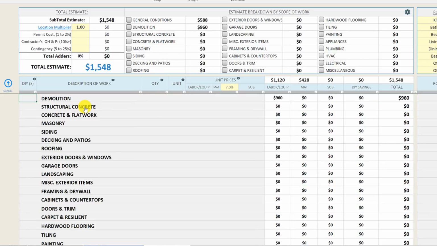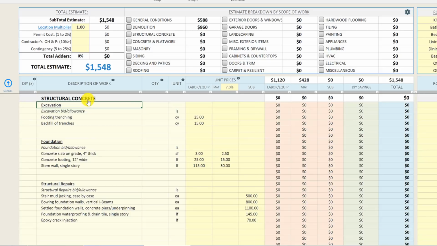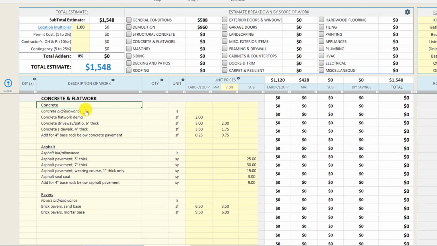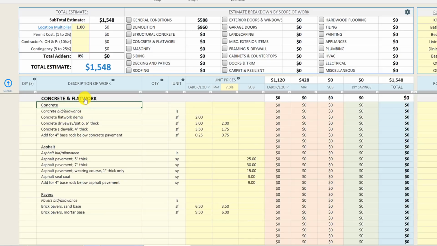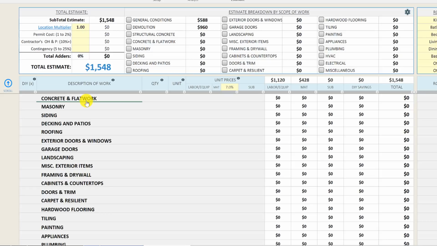As I mentioned before, there's no real structural issues or anything like that, so that's where structural concrete would come into play if there's any kind of foundation repairs or issues. Concrete and flat work is really for sidewalks. So on this property, the driveway wasn't in great shape, but the neighborhood's not that high end, and honestly we didn't necessarily need to replace the driveway, so we just left it as is.